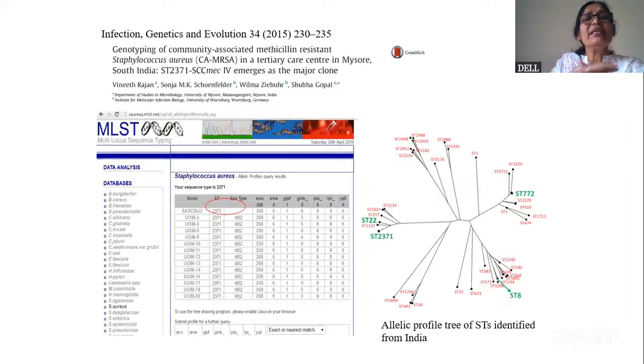Finally, we tried to publish this data in Infection, Genetics and Evolution. And my student, Dr. Vineet, did a very good job, and we were able to publish this in a good impact factor journal. So this is how the allelic profile was generated.